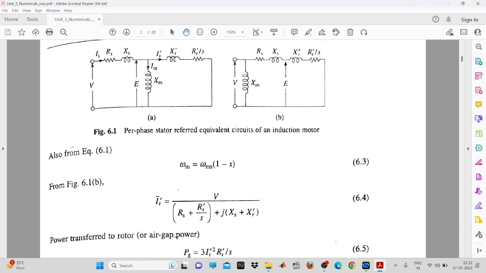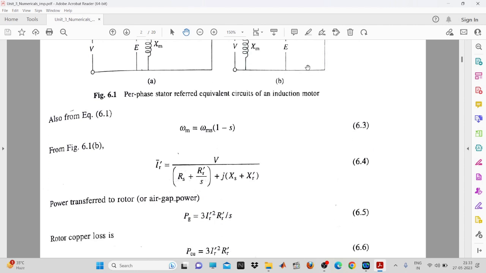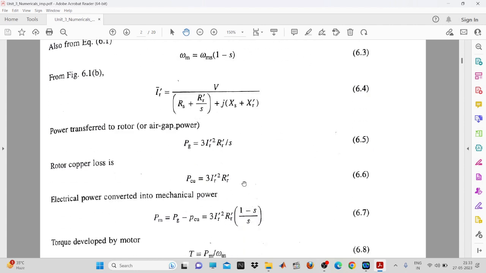Now the power which is entering into the circuit has to cater what? The rotor copper loss and the mechanical power. Because ultimately we want the power at the shaft only, and that will be the mechanical power. But before that, your air gap power will be reduced by that rotor copper loss. So you can see that rotor copper loss will be equal to simply 3 IR dash square into RR dash. Fine. Now for mechanical power, there will be a subtraction, because the power which is entering the rotor circuit will be reduced by some amount, and that reduction is done due to the copper loss.